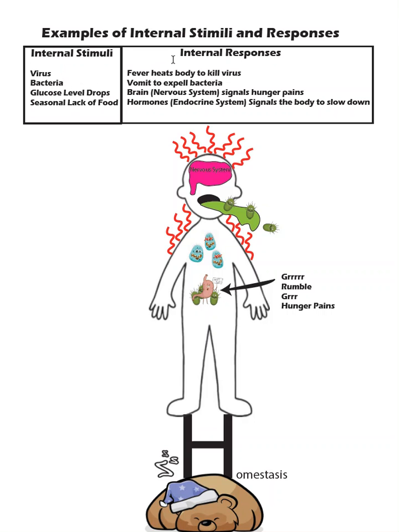On this side of the chart are internal responses. These are responses that happen inside our body. So let's begin with the first one. One internal stimulus is that a virus enters our body. And here I have a picture of some viruses that have entered the body. The internal response would be to create a fever, which heats your body in order to kill the viruses.